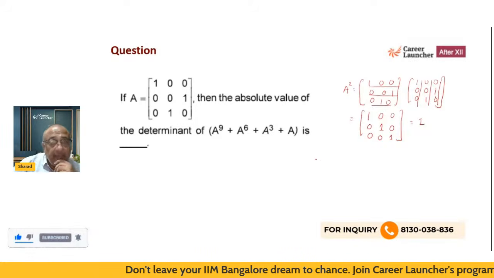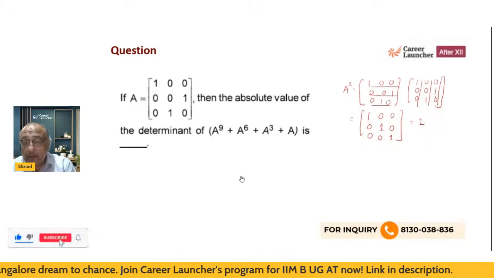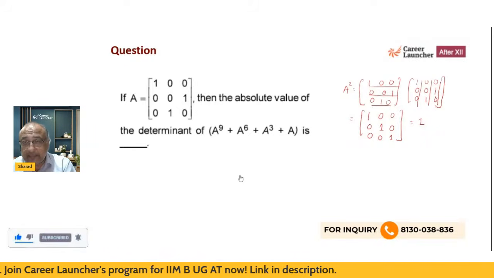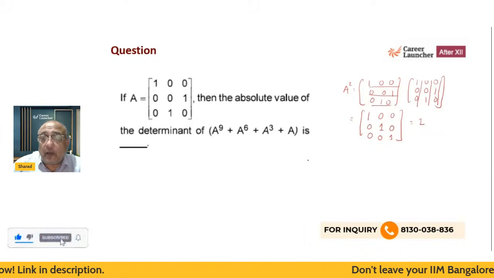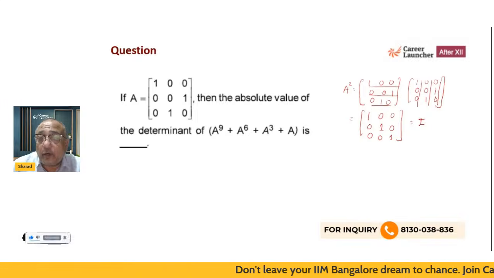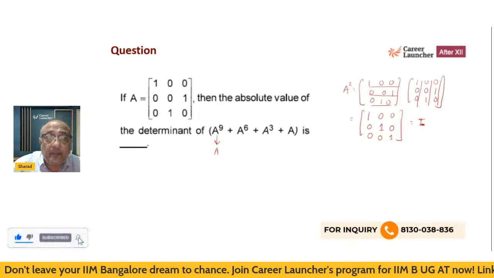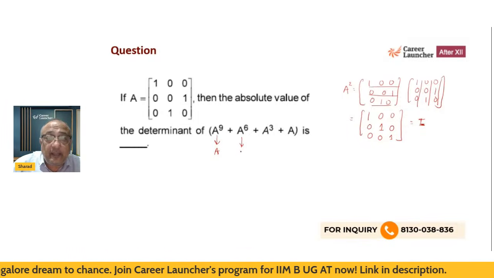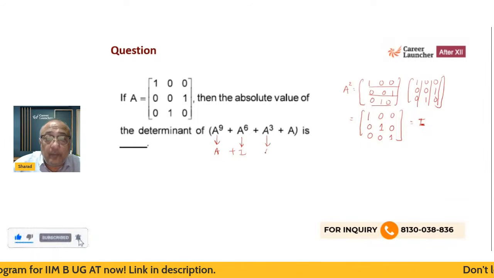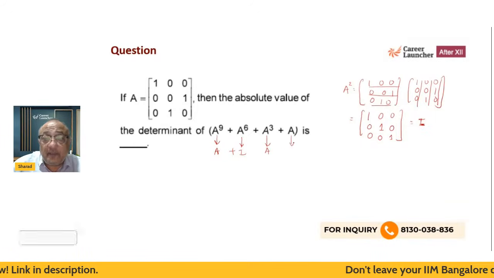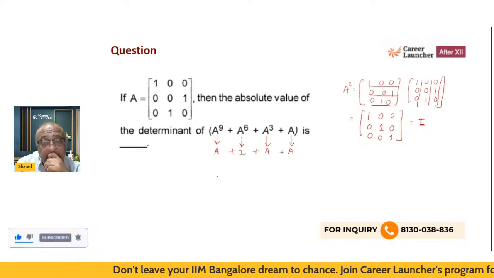So this will help me to solve this question. Now give me the answer. Anyone who would have solved this? Have you got, all of you, that A square is equal to I? If A square is equal to I, then A raised to power 6 will become I. A cube will become A, and this will remain A, right? So what do we have over here?